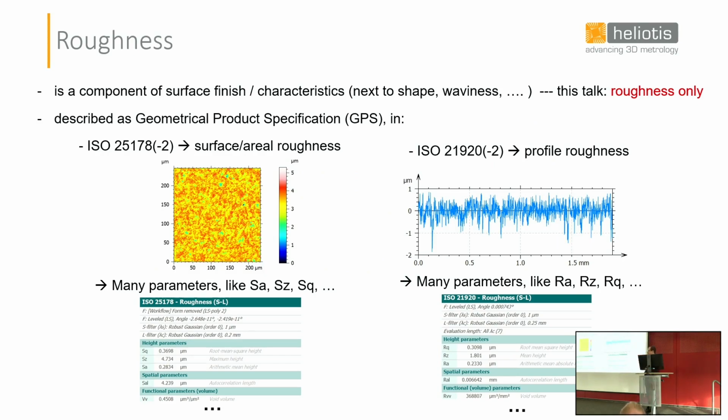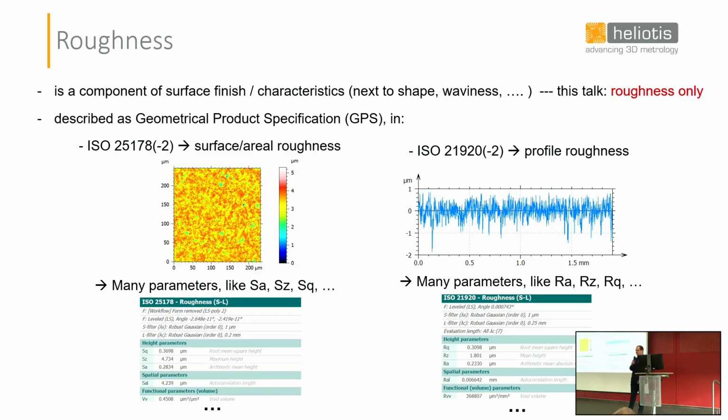So what is surface roughness? Basically, it's a component of surface finish, and there are some other components as well, as waviness, shape, and so on. And then there is the whole range of defect detection. We are not going to talk about that today. Obviously, we can do that as well. But time limits us, so we will keep ourselves to roughness.